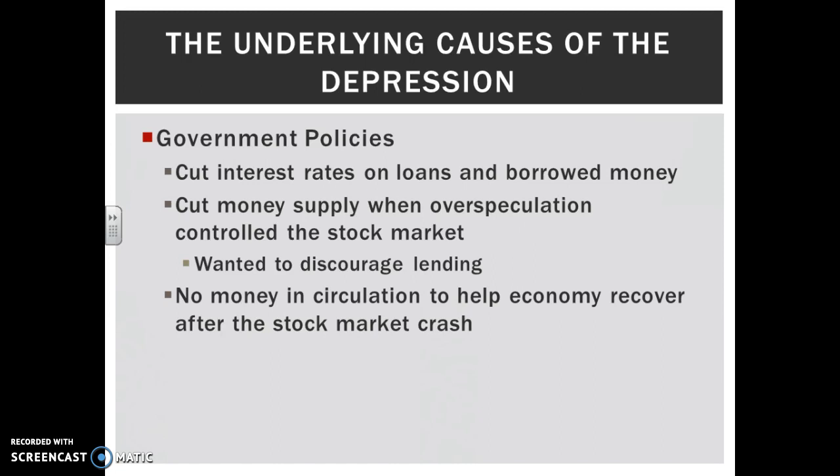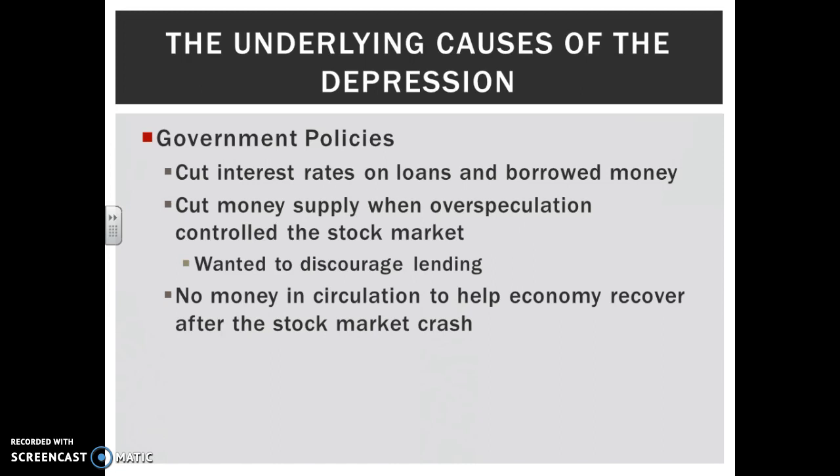Andrew Mellon, Secretary of the Treasury, he cuts the interest rates to help people borrow money. And then once overspeculation begins, he begins to cut money out of circulation, to pretty much allow people to have less money. So there's no lending happening anymore. But finally, when the market does collapse and when it does crash on itself, there's no money in circulation to help the economy recover after this crash.